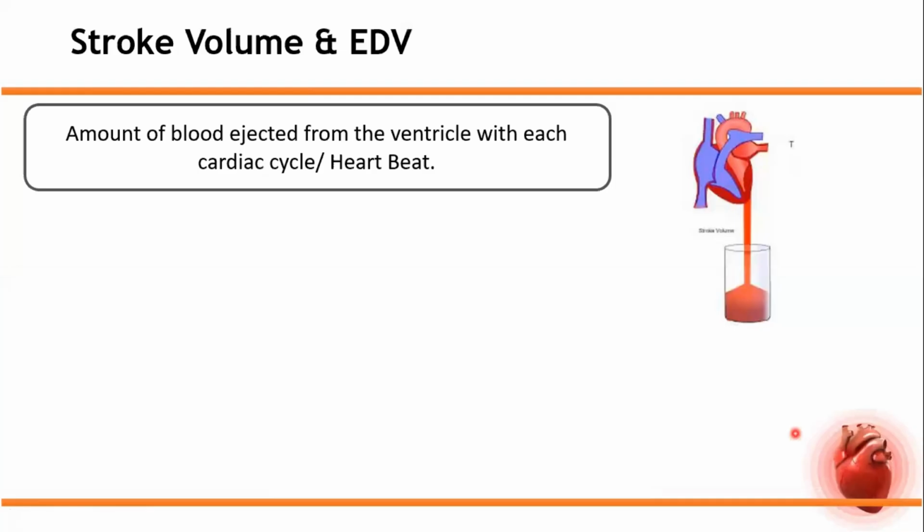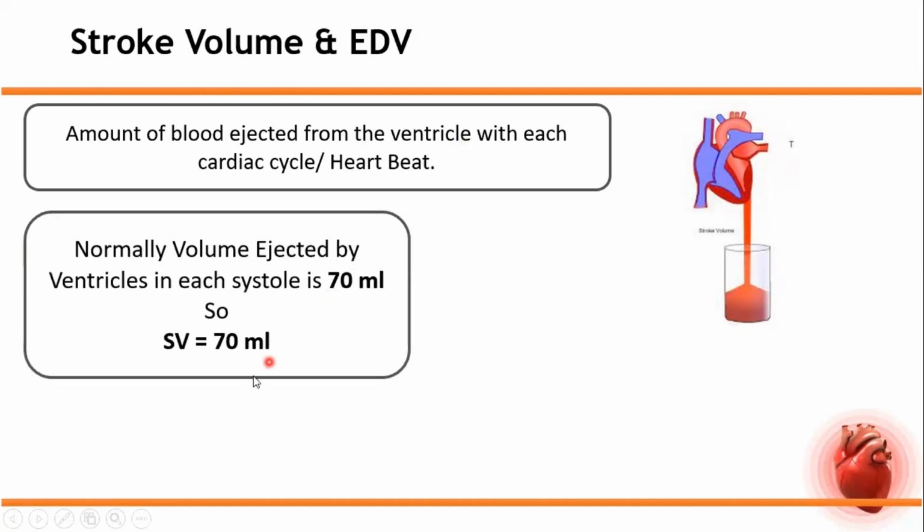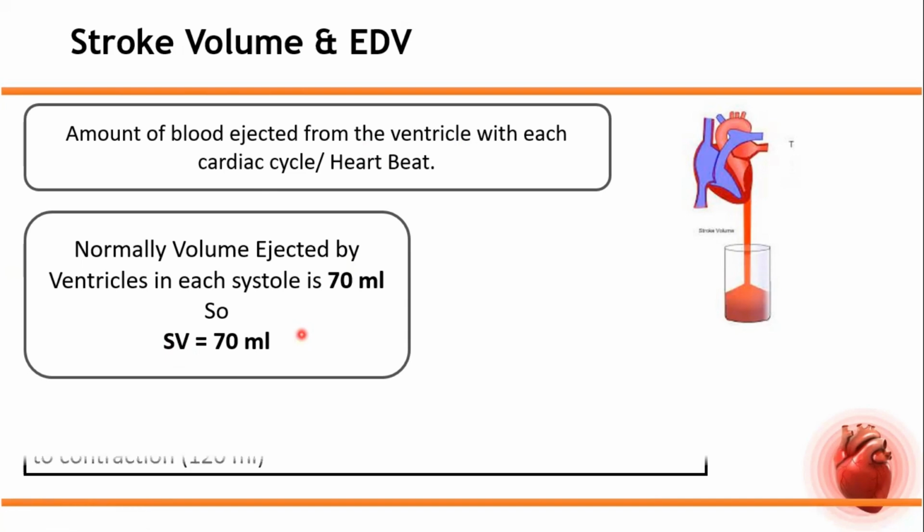To understand ejection fraction, you have to understand two terminologies. One is stroke volume, another is end diastolic volume. What is stroke volume? The amount of blood ejected from a ventricle with each heartbeat. How much blood is pumped out with each heartbeat is known as stroke volume. Normally, stroke volume is 70 ml. That means with each beat, the heart is sending 70 ml of blood into the body.